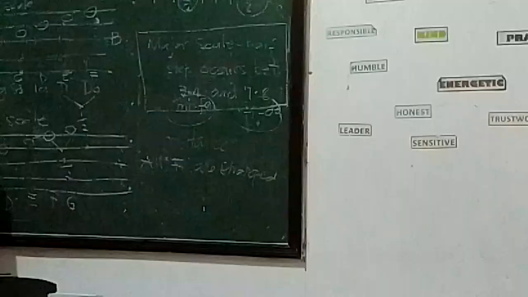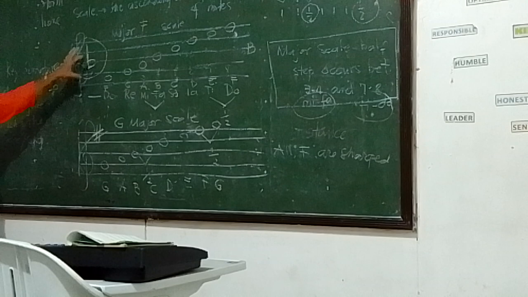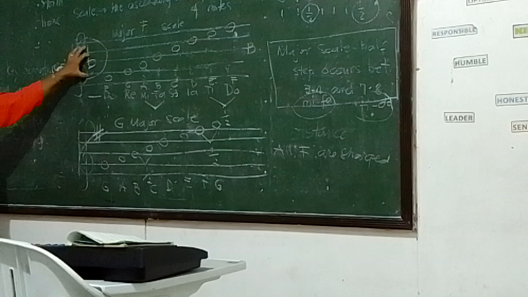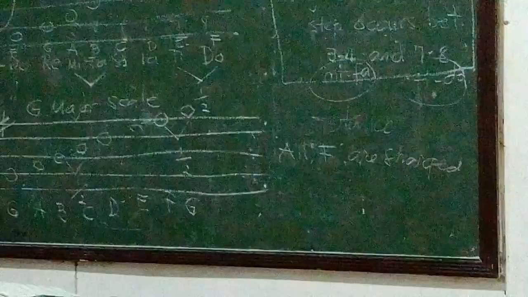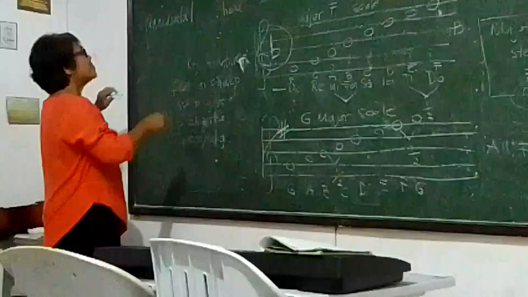So when you play in the key of C, there is no sharp or flat, because there are no sharps and flats at the beginning. Unless there is an accidental. Unless there is an accidental.